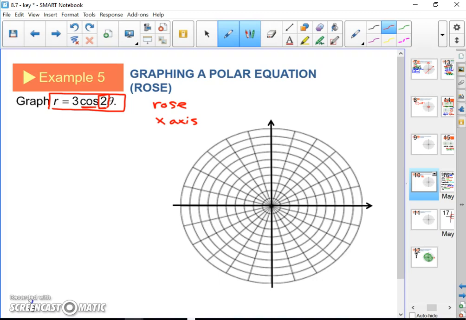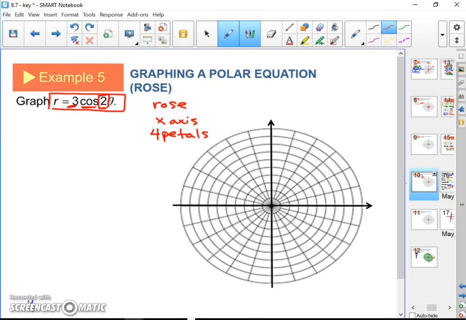If this number is even, what does that mean? It's double that number of petals. So I'm going to have 4 rose petals. It's a rose located on the x-axis. There are 4 petals. Oh yeah, and this number 3 tells me about the size.